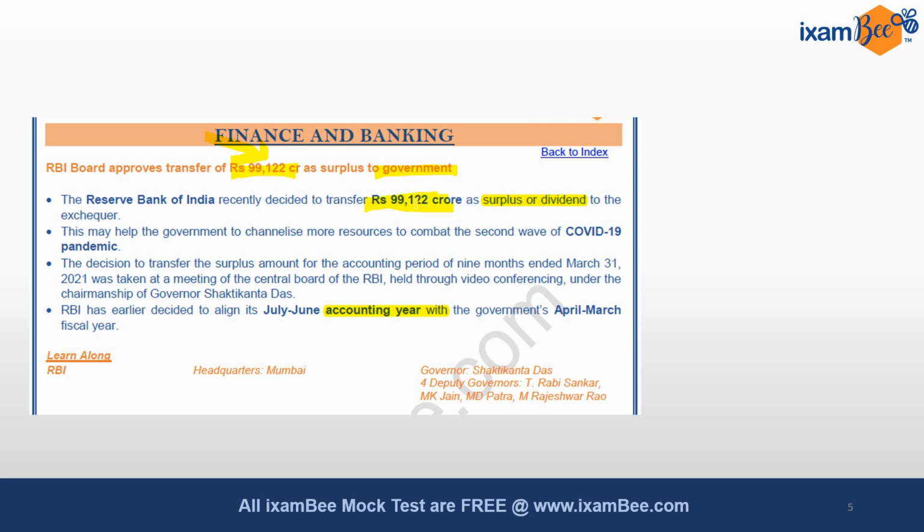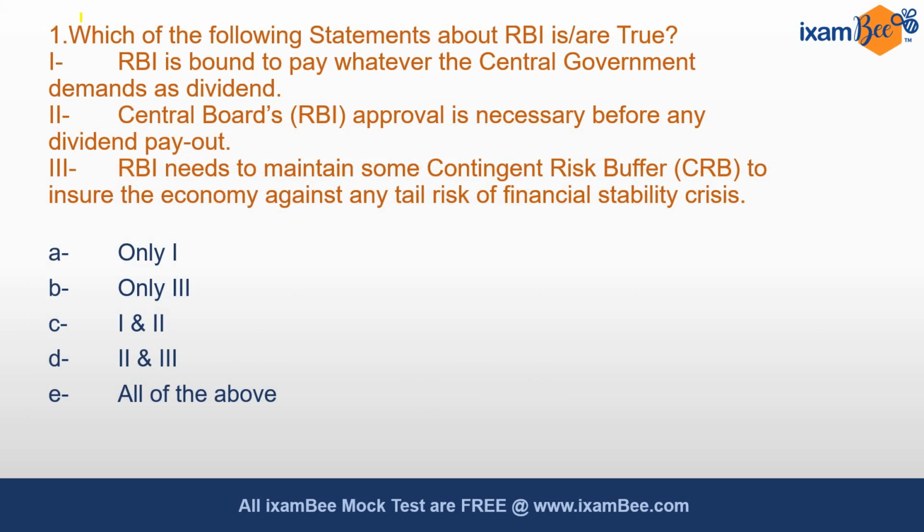In case of ESI, let's see the question. Which of the following statements about RBI is true? This question is basically asking about concepts of the dividend payout policy of RBI. This kind of question you can expect in your ESI paper. So here are the three statements. One: RBI is bound to pay whatever the central government demands as dividend.